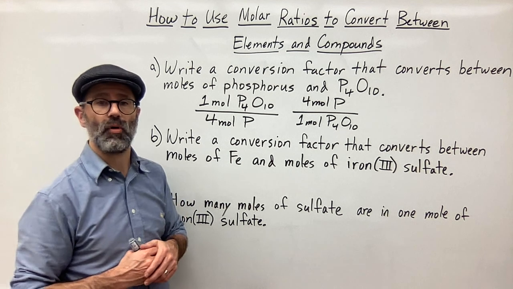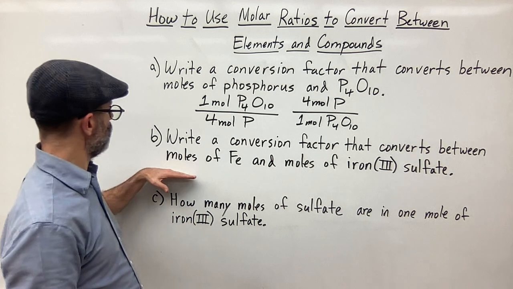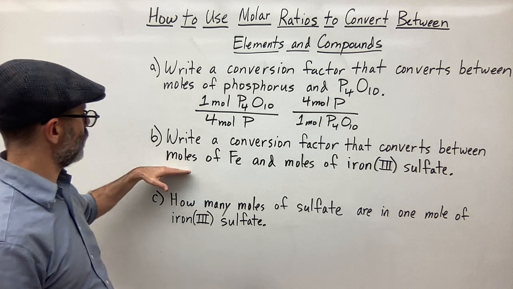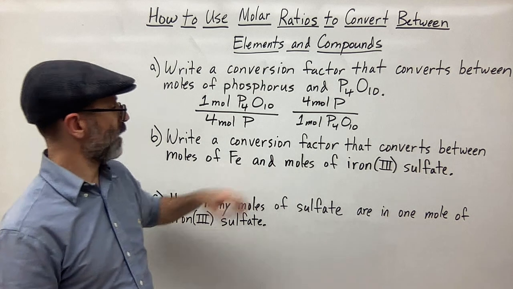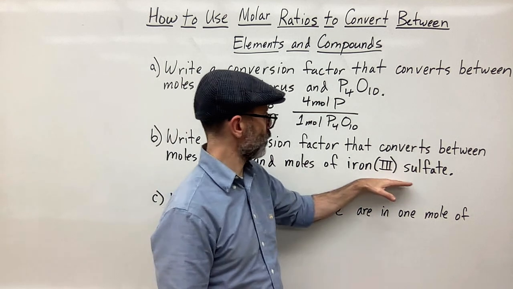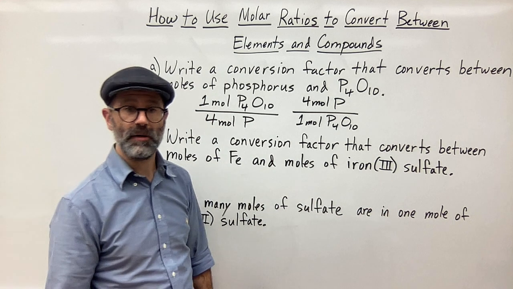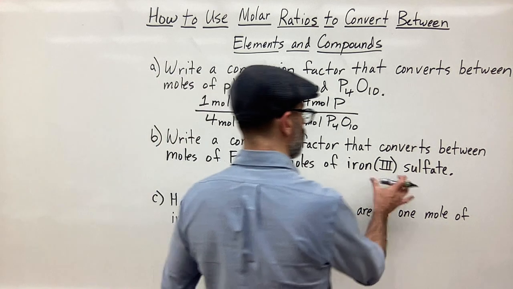or are you trying to convert moles of P to moles of P4O10? Okay, so for letter B, it's asking us to write a conversion factor that converts between moles of iron and moles of iron(III) sulfate. Here they're giving us the name, so we need to write the formula.